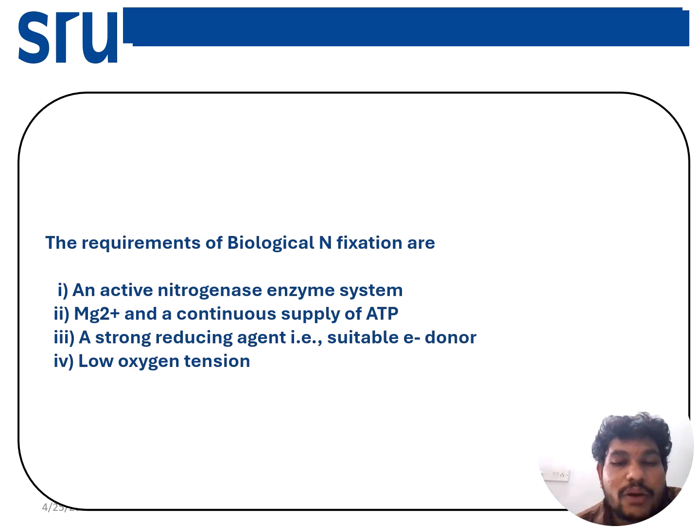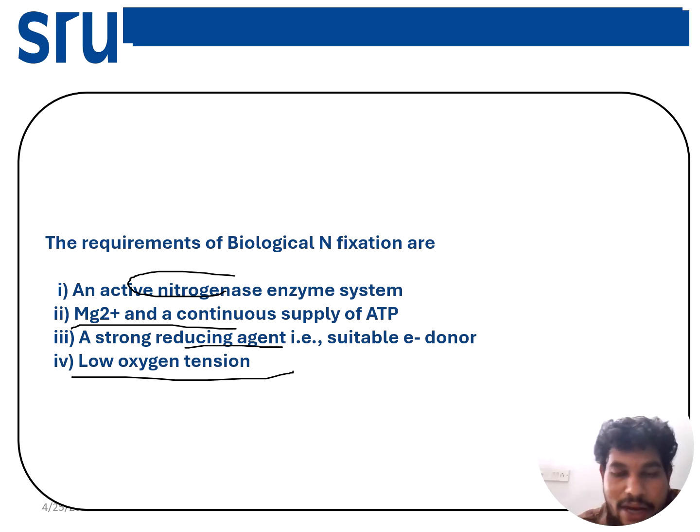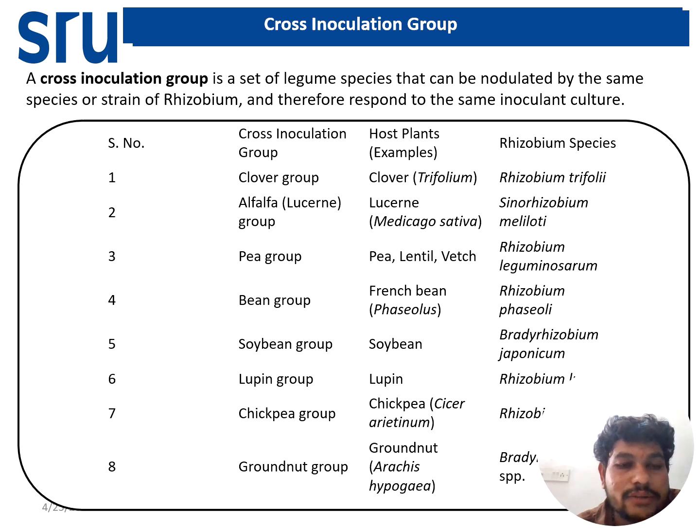Then what are the requirements of biological nitrogen fixation? One is the nitrogenase enzyme. Then a strong reducing agent, electrons and low oxygen content, which is provided by leghemoglobin, and the reduced condition will occur due to the dehydrogenase and hydrogenase enzymes, which are also important. So this is a cross inoculation group. Cross inoculation group means a set of legume species that can be nodulated by the same species or strains of rhizobia.